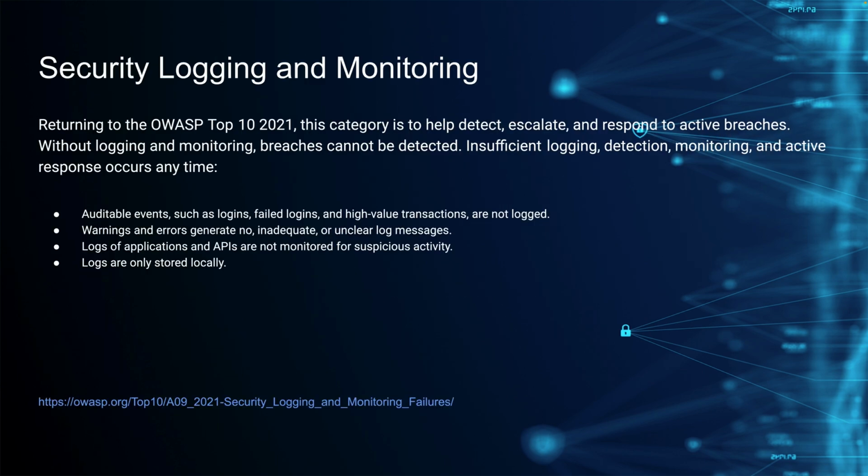Logging and monitoring of what is going on in your application landscape is what helps you detect, escalate, and respond to an active or ongoing breach. When you do not have proper logging or monitoring, you cannot detect a breach. You have no idea of what is going on, and since you don't know what is going on, you can't escalate and respond to it. This means that you will probably first find out that you have been hacked or something malicious has happened when data or the application is either taken down or being misused.